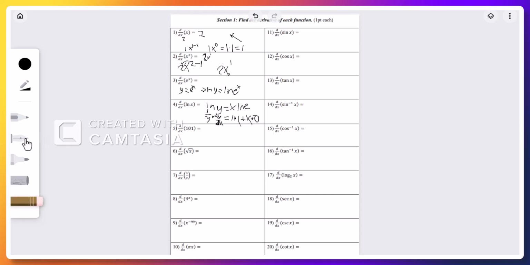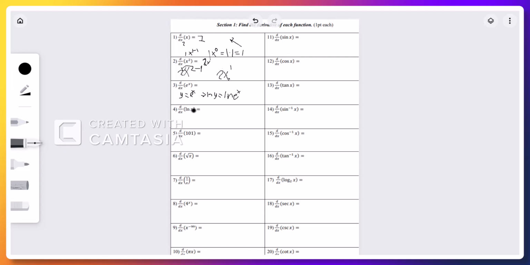So this is going to be 1 over y times dy over dx equals 1. Since we're trying to find the derivative of e to the x, we're going to multiply the left side by y. And this y is important because, knowing that y equals e to the x, this 1 times y is just going to be e to the x. So I'm going to erase this all and put e to the x as the answer.